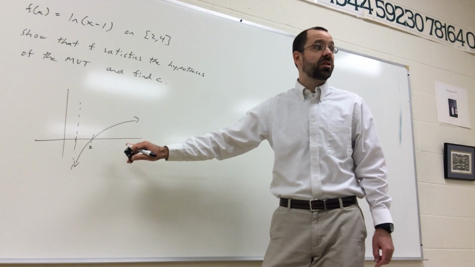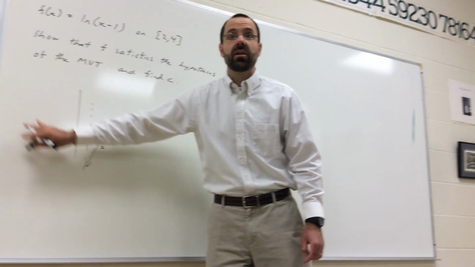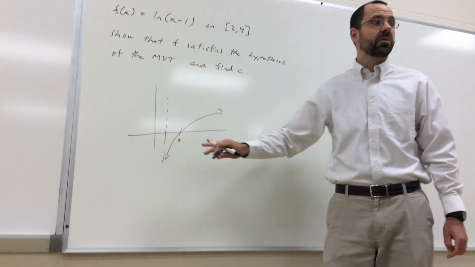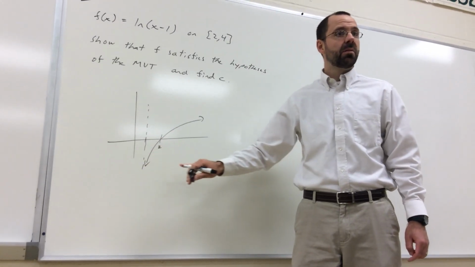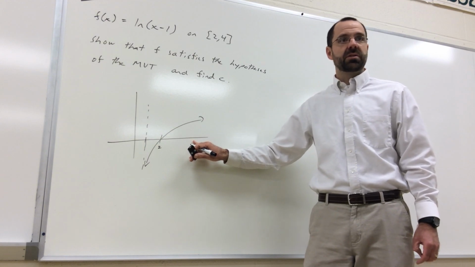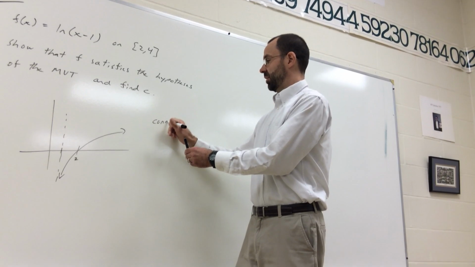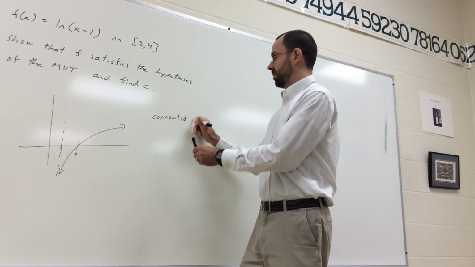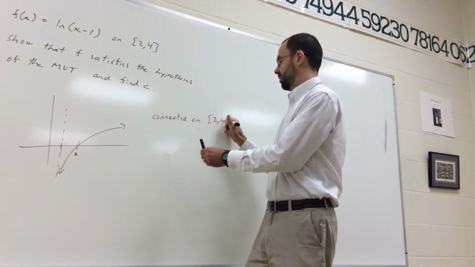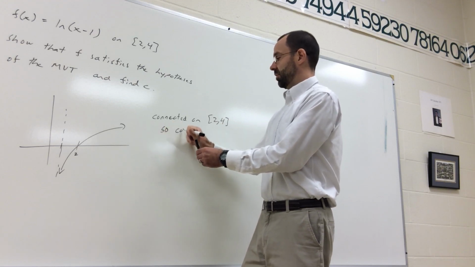So this is not a continuous graph everywhere, right? There's not even points over here. There's a problem at 1. But definitely from 2 to 4, it's continuous. So connected on [2, 4]. So continuous.